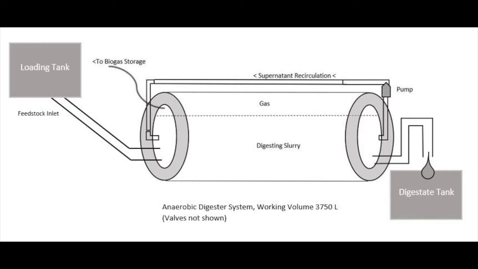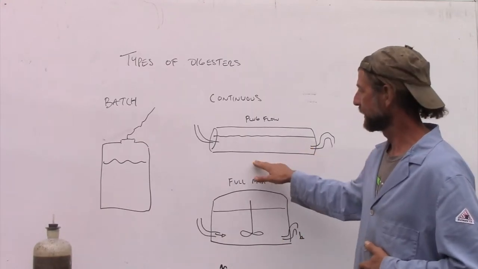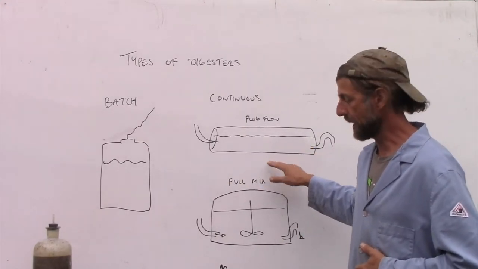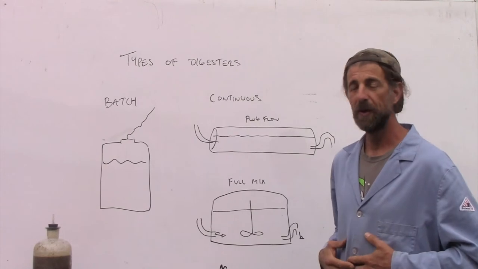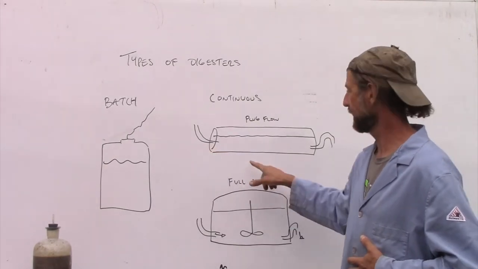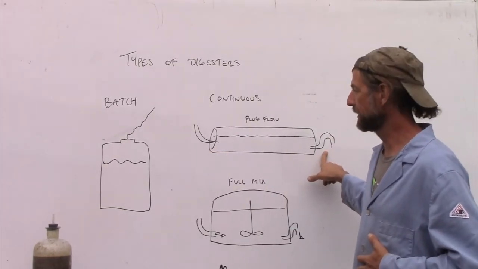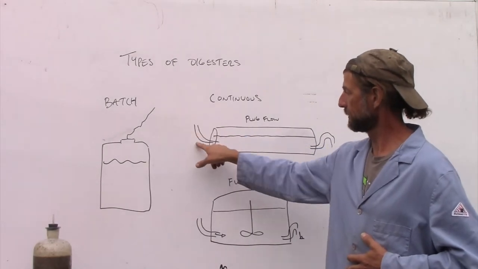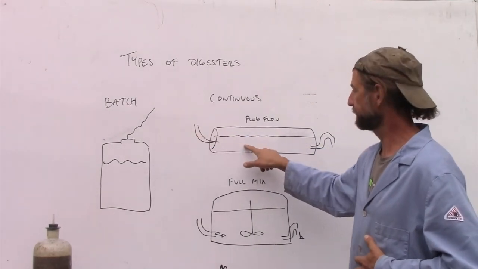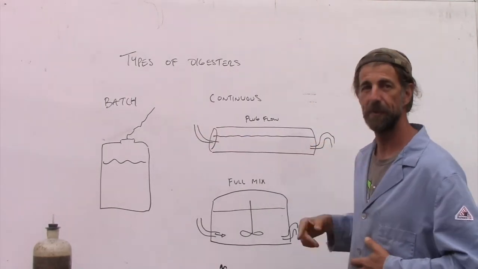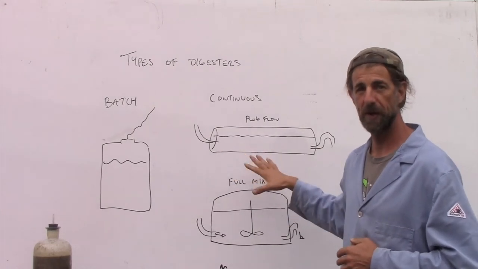The other type is called a continuous flow digester. In a continuous flow unit, we're going to be adding something every day or every couple days and having some waste come out the other end every couple days. Two types of continuous flow digesters are the plug flow and the full mix. We can imagine plug flow like a big sausage or a tube with an inlet on one end and an outlet on the other. We put in a little bit of stuff here, and it'll take a while for it to get to the other end and come out as effluent. That gives the microbes time to work on it.